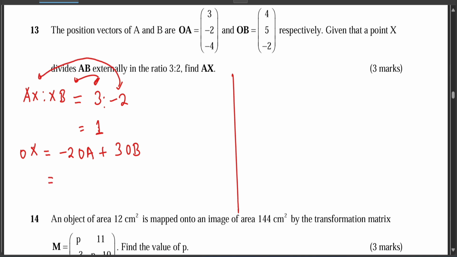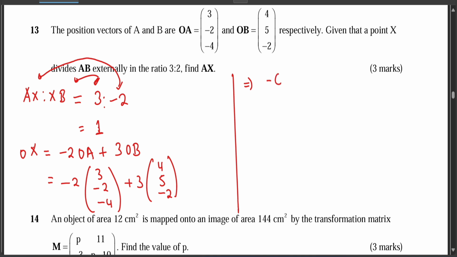So negative 2 OA, which is negative 2 multiplied to 3, negative 2, negative 4. And the 3 OB, which is 3 times OB or B, it is 4, 5, and negative 2. Okay, let's continue. Negative 2 times 3 is negative 6. Negative 2 times negative 2 gives us positive 4. Negative 2 times negative 4 gives us negative 8. Now 3 times 4 gives us 12. 3 times 5 gives us 15. 3 times negative 2 gives us negative 6.